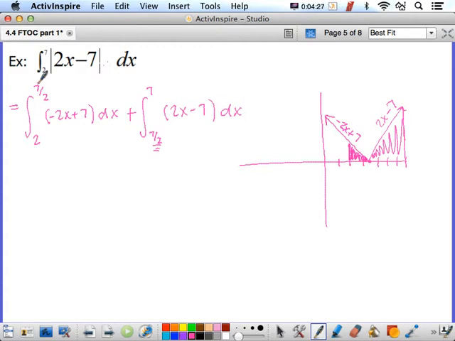Okay, so if we integrate, we get the first one is what? Negative x squared plus 7x, and that's evaluated from 2 to 7/2. And this one is positive x squared minus 7x, right?